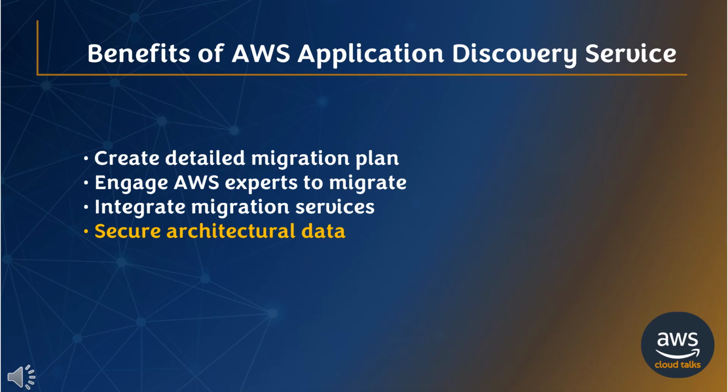Secure architectural data. Security is at the heart of the design of AWS Cloud. You can protect collected data by encrypting it in transit to AWS and at rest within the data store provided by the AWS Application Discovery Service.